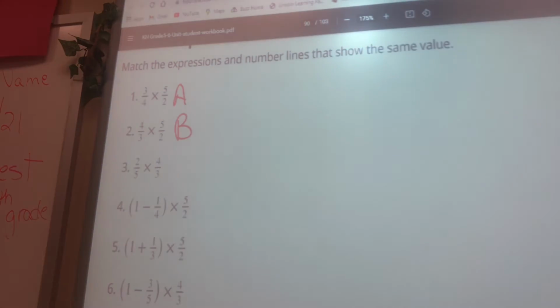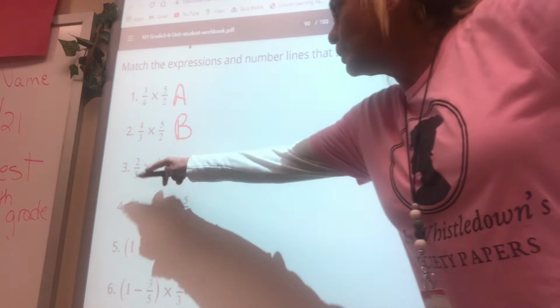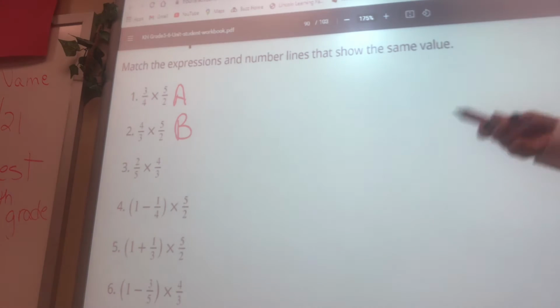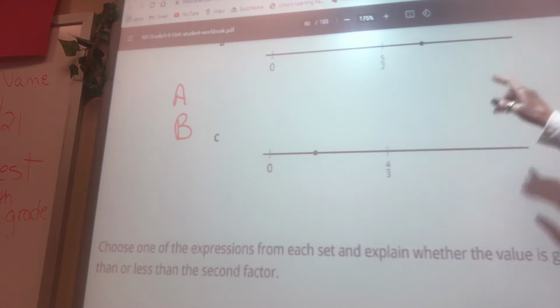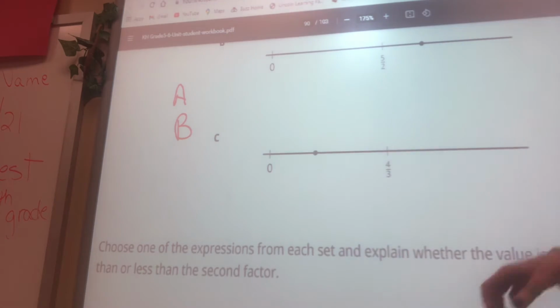Okay, now that one. Left or right of 4/3? Left. Why? Because you're multiplying times a fraction, so 2/5 of 4/3 is going to be on this side of 4/3.